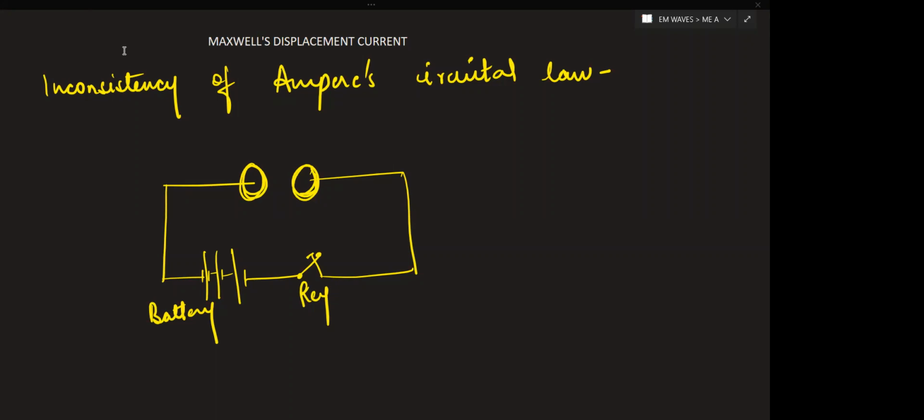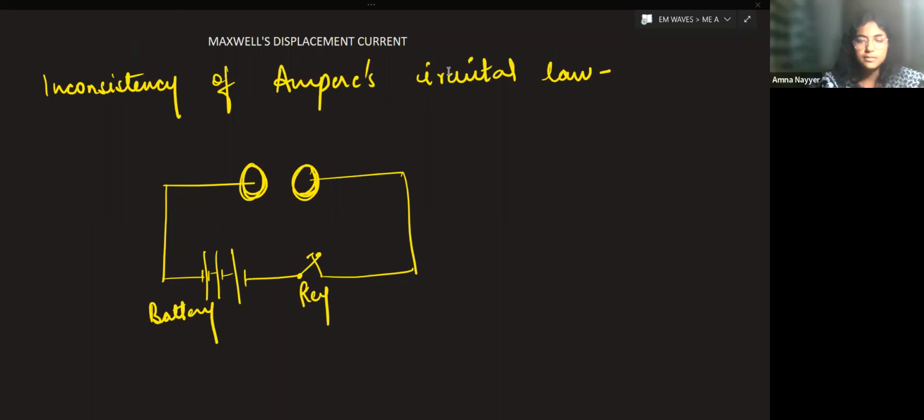It states that the line integral of magnetic field over a closed loop or path is mu zero times the current threading it. Yes. So line integral of magnetic field, that is B dot dl, is equal to mu naught times the current that is flowing.